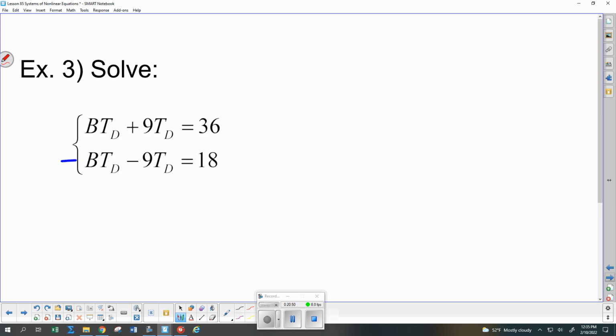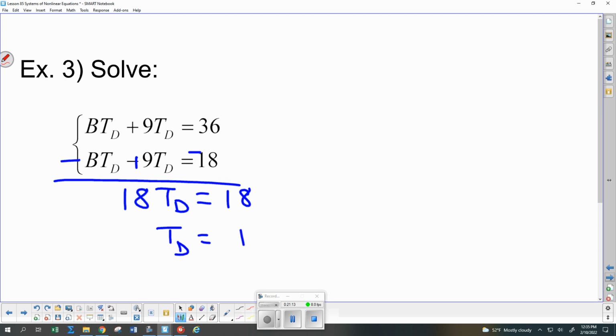I'm going to make this be a minus, this be a plus, and this be a minus, and then eliminate by putting my two rows together. So the BTDs will go away and make 0. 18TD, what's 36 minus 18? 18, so what's TD? Everybody okay there?